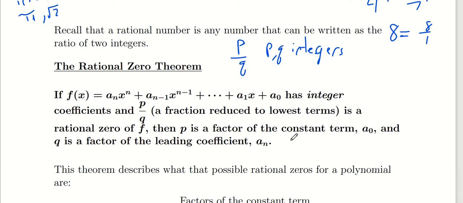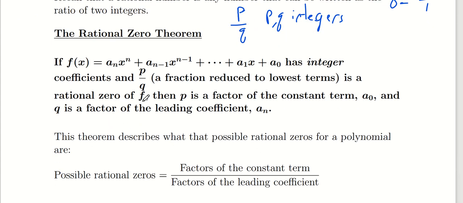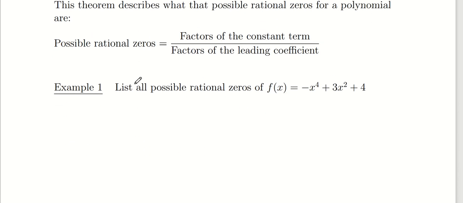What this gives us is the potential possibilities for the rational zeros of a polynomial. If f has a rational zero, then it must be of the form p over q, where p is a factor of the constant term, and q is a factor of the leading coefficient. So if we wanted to write out the possible rational zeros, all we need to do is form the factors of the constant term divided by the factors of the leading coefficient.